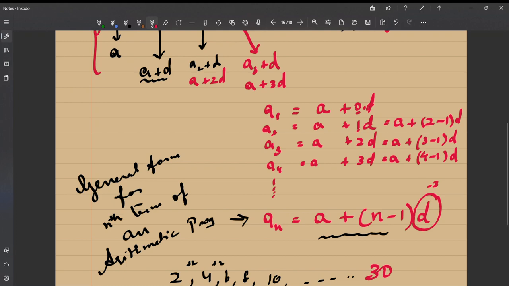n will take values 1, 2, 3, 4 and so on, representing the first or the second or the third term. Right, the position of the term is given by n. So I hope this is very clear to you.